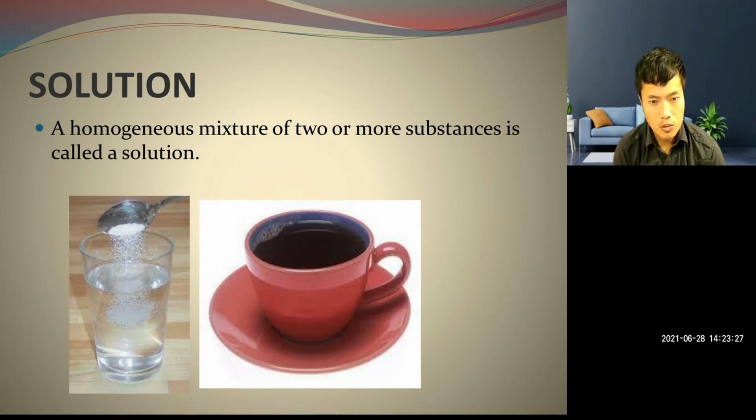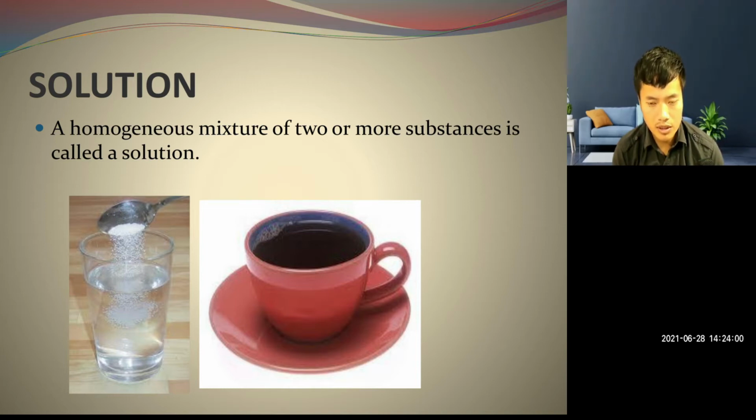A homogeneous mixture of two or more substances is called a solution. When we say a solution, it is still a homogeneous mixture. It is made up of different types of substances, but when they mix together, they mix thoroughly. They have a uniform composition. For example, here we have sugar dissolved in water. When you dissolve sugar in water, you cannot tell them apart anymore. Even if you boil it or even if you shake it, you cannot tell them apart.